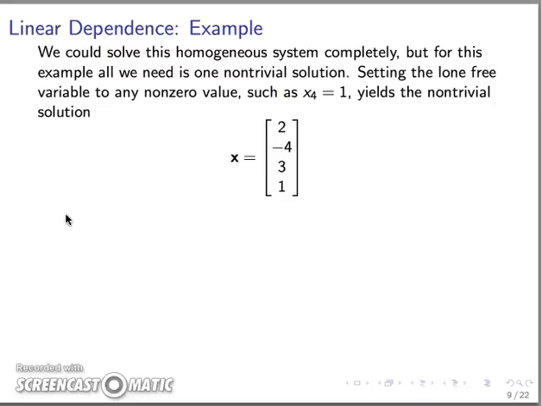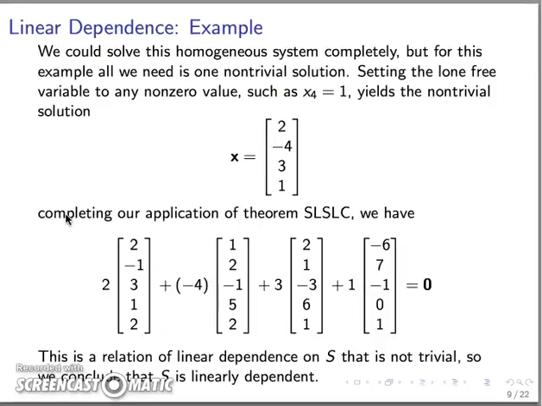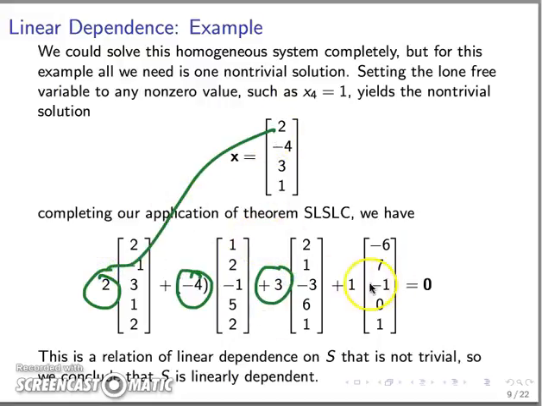So let's suppose that we set alpha 4 to be equal to 1, and so this gives us a set of values that are now considered the scalars on this linear combination. Each of these is used as a scalar here, and so on. And so this will be a non-trivial relation of linear dependence, and therefore we would say that the set made of these columns is a linearly dependent set.